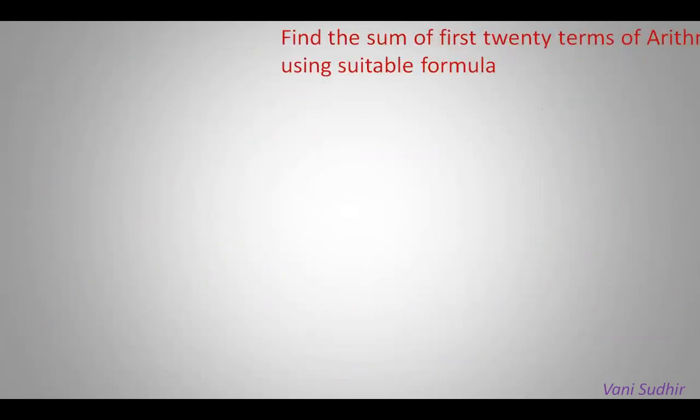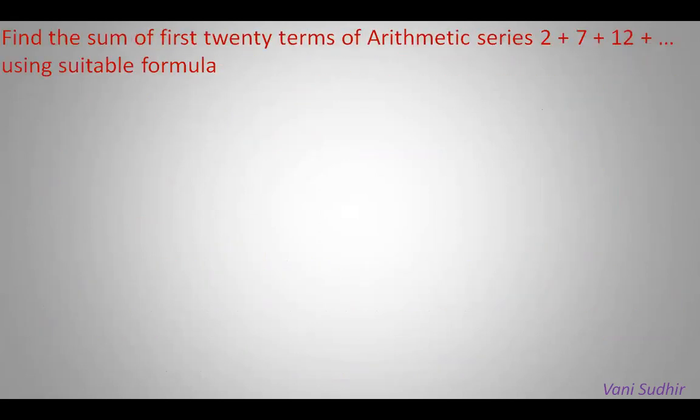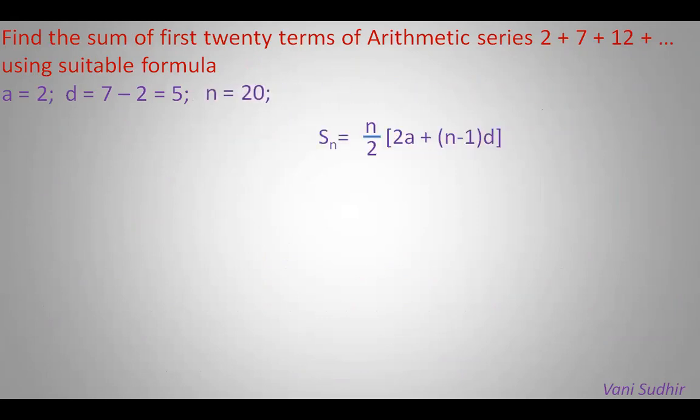Let us solve some problems. Find the sum of the first 20 terms of the arithmetic series using a suitable formula. See here, the sum of a sequence we can also call a series. Here the first term is a, which is 2, the common difference, that is a2 minus a1, is 5. And here we want the sum of 20 terms.